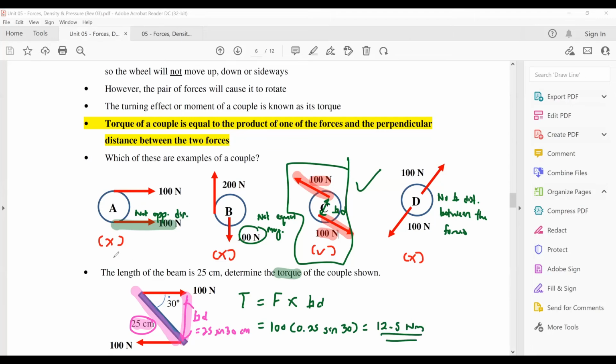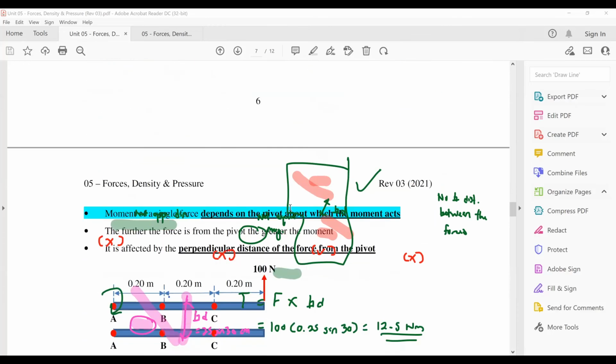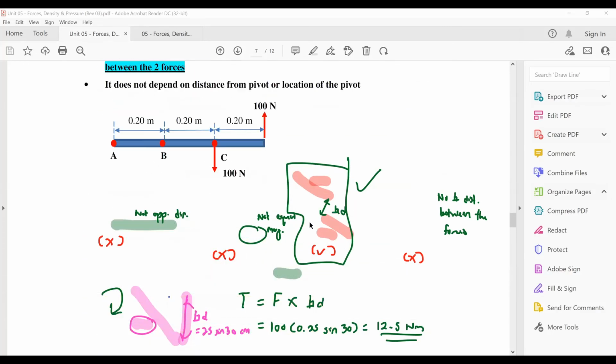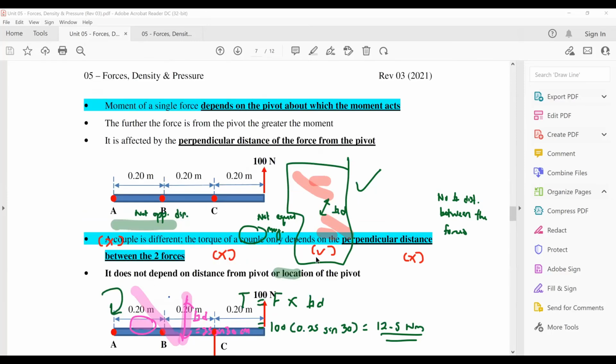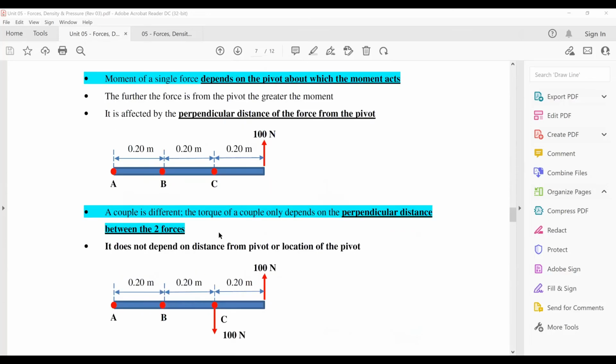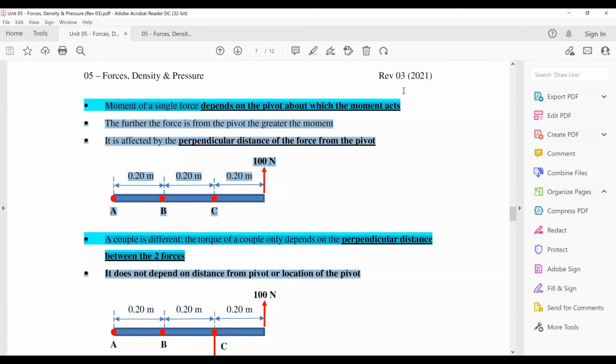Okay. This one, your rotation, you can easily see is just going to be clockwise. There's no need to have a sign convention here. So this is for this. Then after that, we just go through a few more things for moment of force and torque. If you look at the next page, moment of force depends on the pivot about which the moment acts. The further the force is from the pivot, the greater the moment. It is affected by the perpendicular distance of the force from the pivot.